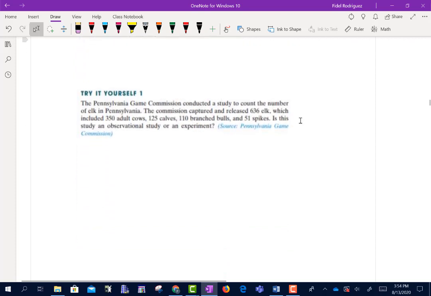All right. The Pennsylvania Game Commission conducted a study to count the number of elk in Pennsylvania. The commission captured and released 636 elk, which included 350 adult cows, 125 calves, branch bulls, and 51 spikes. Is this an observational study or experiment? This would be an observational study. They didn't do anything. All they did is catch some elk, label them, categorize them, and let them go. There were no treatments applied or anything.